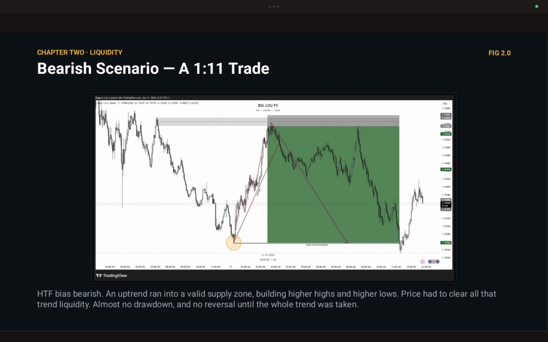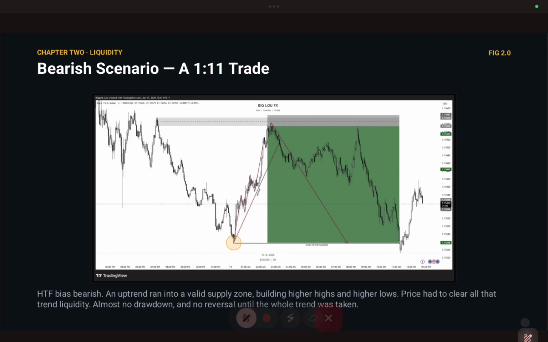So, a bearish scenario for a trend liquidity, price targeting an opposite trend liquidity. The higher time frame bias is bearish. An uptrend ran into a valid supply zone. You could say it was clearly building higher highs and higher lows.